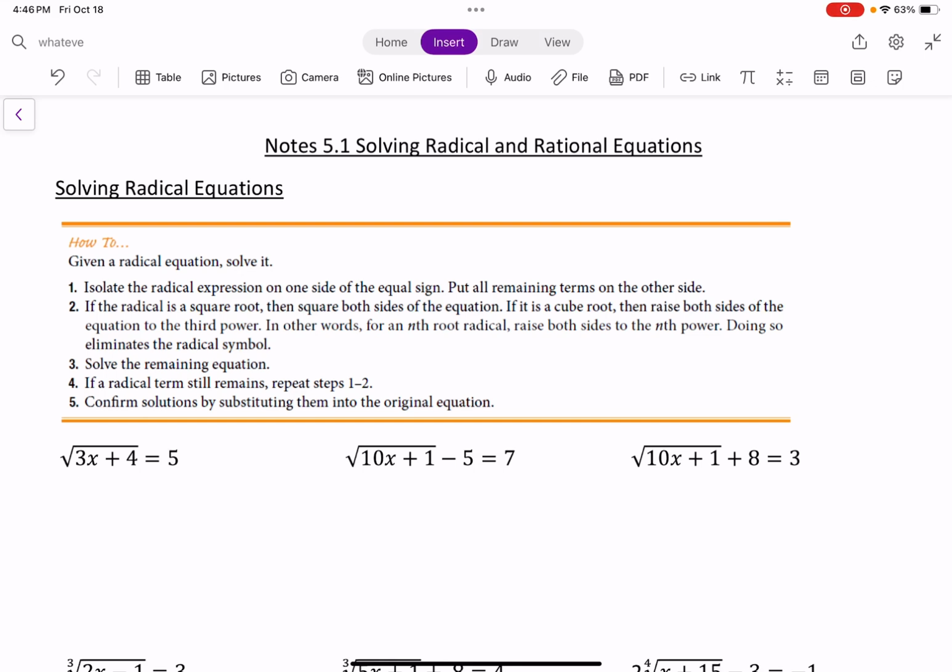All right, class, welcome to chapter 5, where we will be concentrating on radical and rational functions. So we are following the same kind of methods, if you want to call it, where we first discuss how to solve those types of equations, like we started with linear equations in one variable.